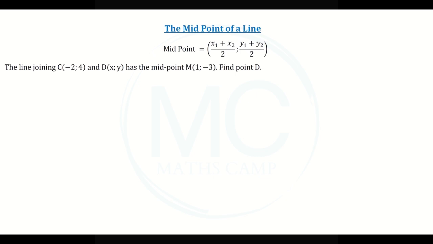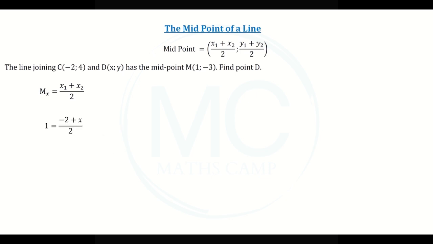We know that the x-coordinate of the midpoint M, let's call it mx, is equal to the x-coordinate of our first point plus the x-coordinate of our second point divided by 2. The x-coordinate of our midpoint M is 1, so we say 1 is equal to, let's say that C is our first point and D is our second, the x-coordinate of C, -2, plus the x-coordinate of point D, which is simply x. We put this over 2.